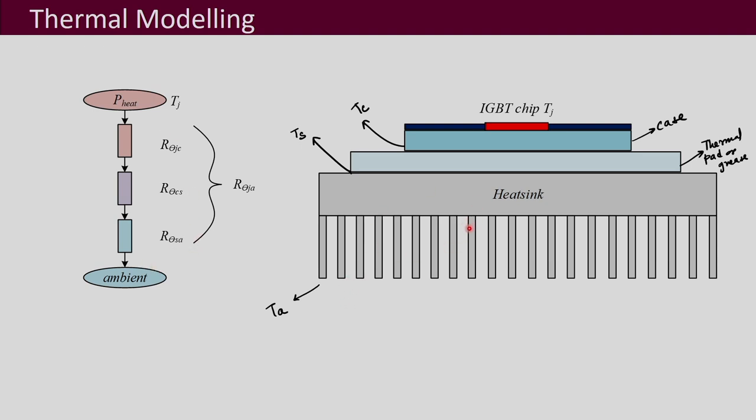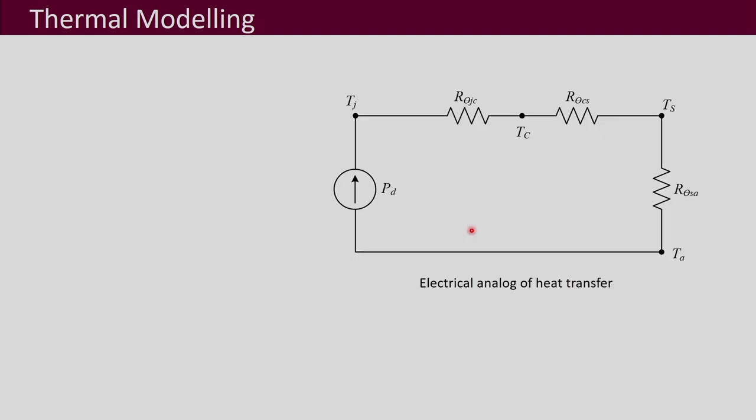Now we want to represent it in the form of an electrical circuit. That is what is shown here. This is the electrical analog of the heat transfer. The power dissipation PD is modeled as a current source, and temperature, as I told you, is analogous to voltage in electrical circuits. So this is the junction temperature TJ, and then you have the points TC, then TS, and then TA, and in between them the thermal resistances are put: R theta JC, R theta CS, and R theta SA. Now we can write PD, the dissipated power, as equal to TJ minus TA. TA is the reference point, which is the ambient temperature. So any rise is above the ambient temperature.